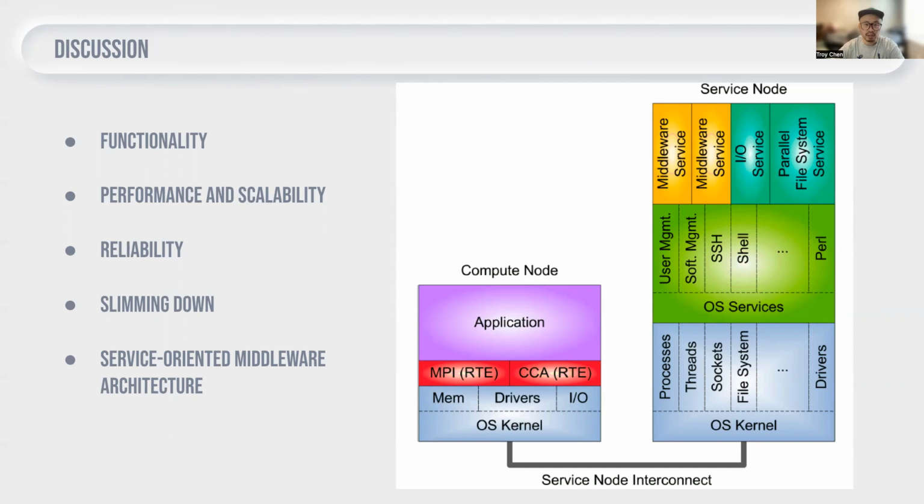Service-oriented middleware architecture. The shift towards the service node model for middleware has certain architectural advantages. Middleware services may be placed on I/O nodes to facilitate advanced I/O based online or real-time services, such as application steering or visualization.